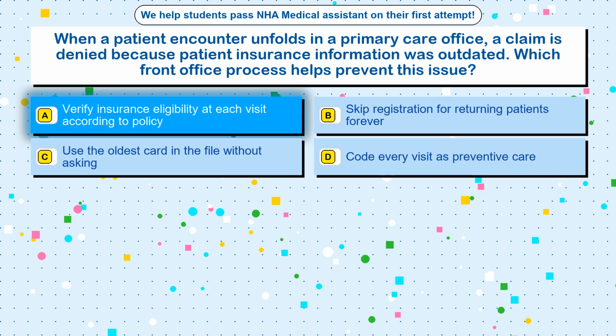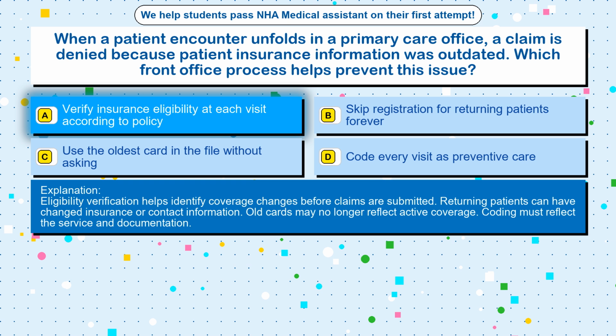The correct answer is option A, verify insurance eligibility at each visit according to policy. Eligibility verification helps identify coverage changes before claims are submitted. Returning patients can have changed insurance or contact information. Old cards may no longer reflect active coverage. Coding must reflect the service and documentation.